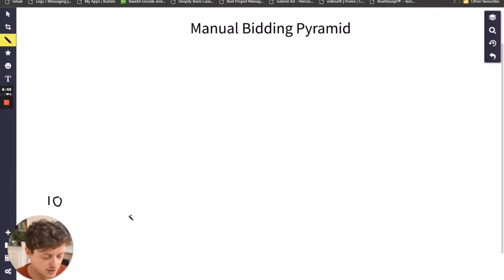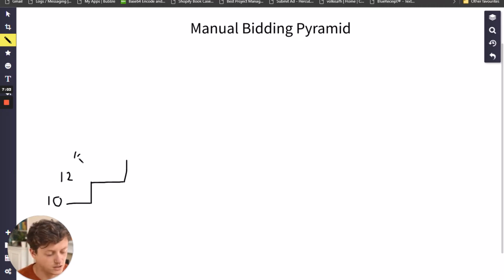So let's move on. You're starting off, let's say we set the cost per purchase or the cost cap at $10. We then leave it for half an hour, see what happens. Okay, we haven't seen any spend, let's increase it. And let's say we're now at $12 cost cap. We'll then leave it for another 30 minutes and see what happens. Well, again, we haven't seen any spend, so we'll increase it.